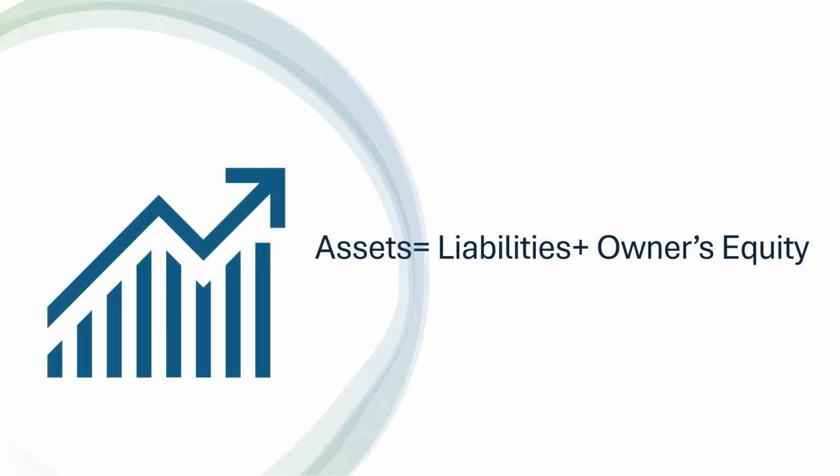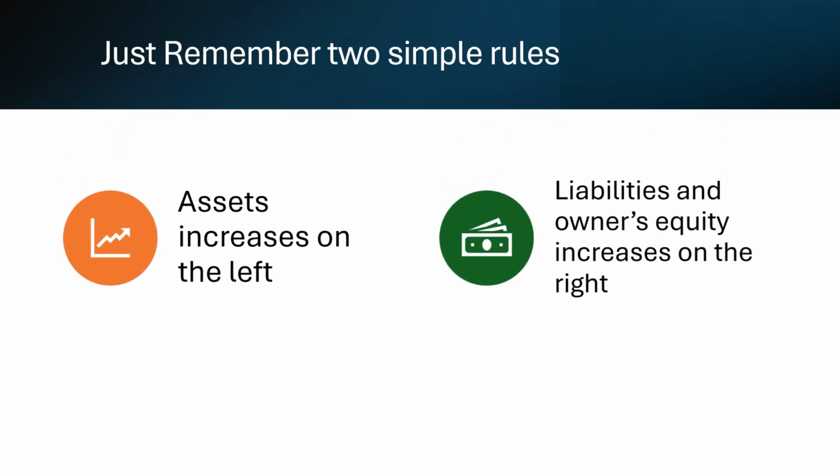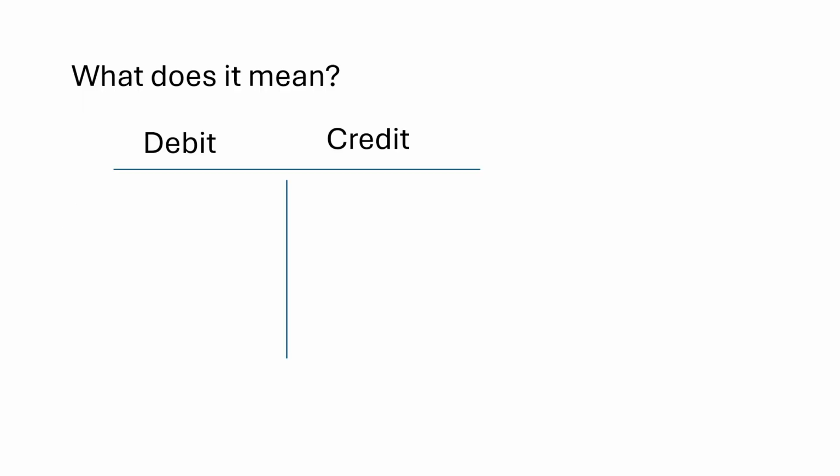We all know the equation of accounting, which says that assets equals liabilities plus owner's equity. So with this, once we are going to discuss it in detail, just remember two simple rules. One, asset increases on the left and liabilities and owner's equity increases on the right. Seeming a little contradictory? Okay, no worries. We'll be discussing it and it will be clear afterwards.